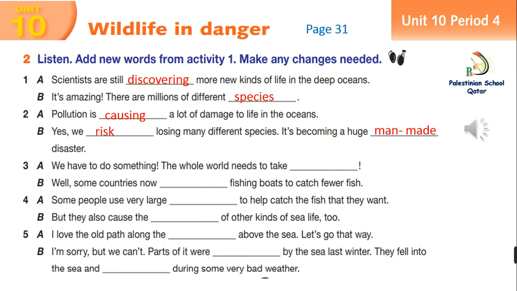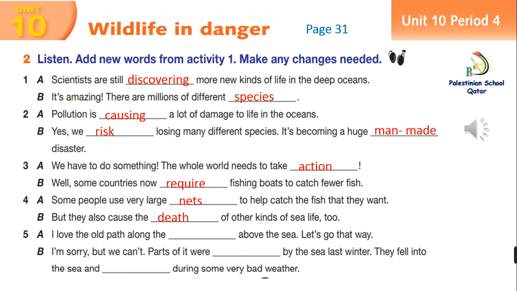3. We have to do something. The whole world needs to take action. Well, some countries now require fishing boats to catch fewer fish. 4. Some people use very large nets to help catch the fish that they want. But they also cause the destruction of other kinds of sea life too.